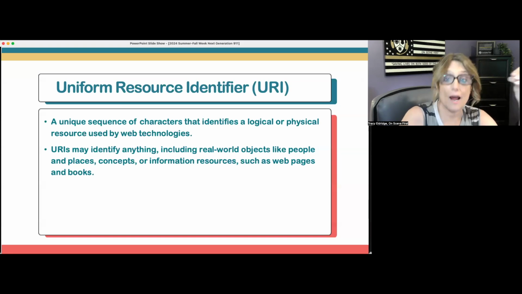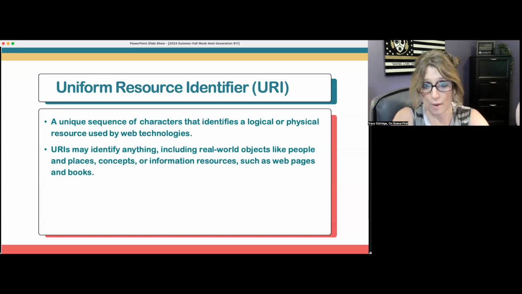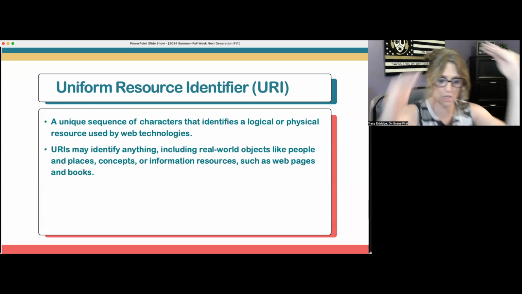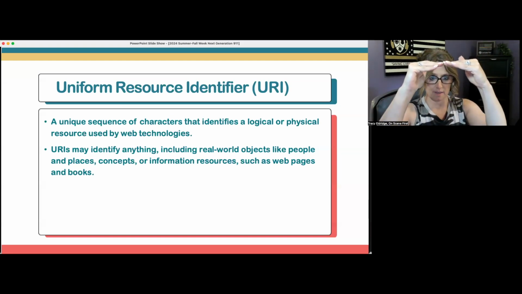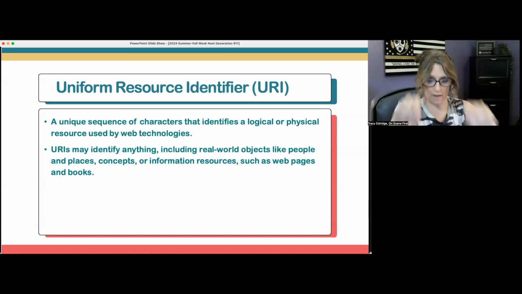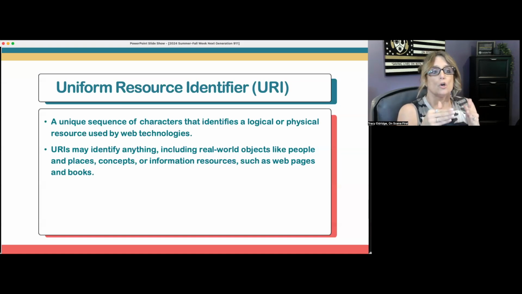So a URI, and I'm sure you've heard URL, right? So URL is a website, but we're going to start with URI first, because the URI is the category, and then URL and URN fall under the URI. Go for the last words in there.